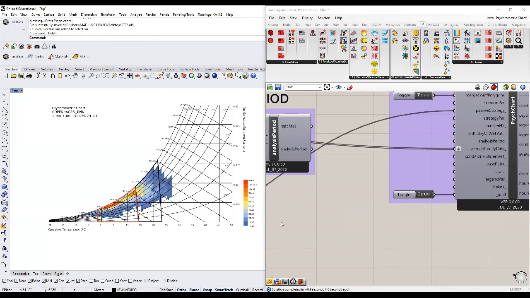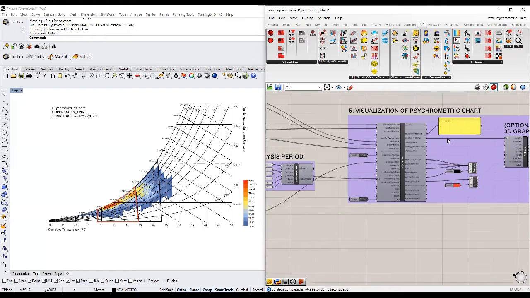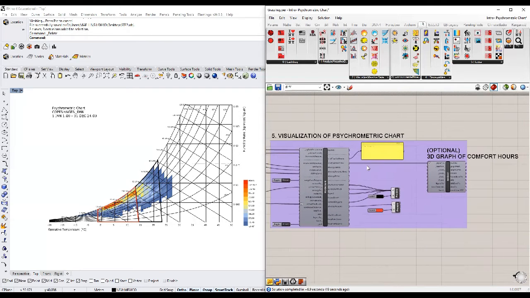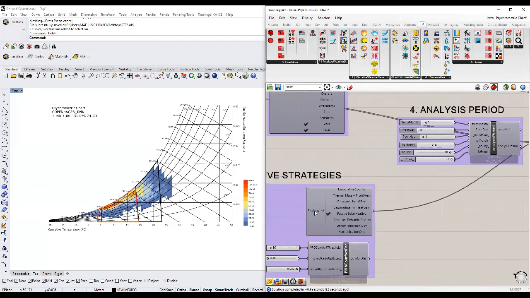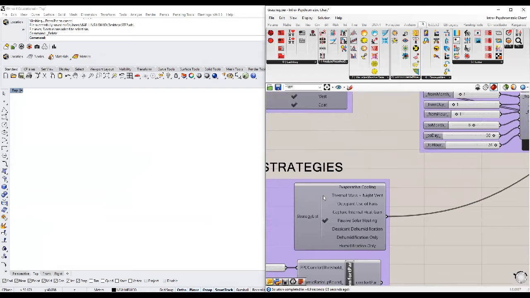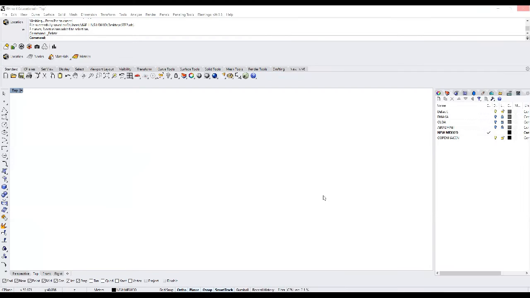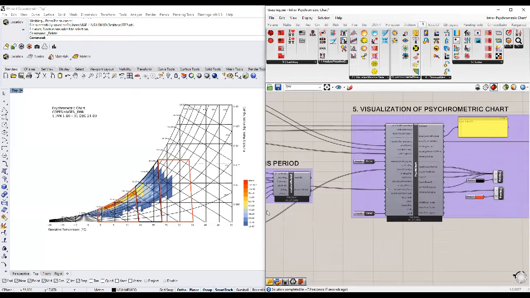So with that, we see that territory, and if we did want to add other types of strategies like thermal mass and night ventilation, let's give that just a second. We can see all of this area as well. These hourly data points are brought within the comfort region.